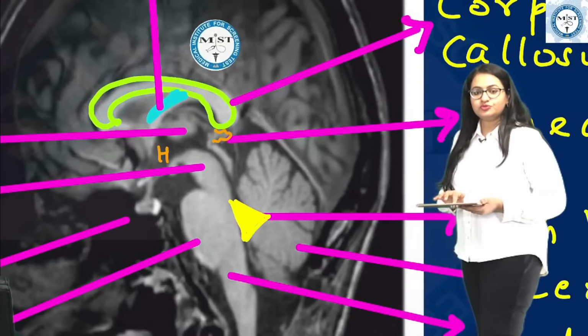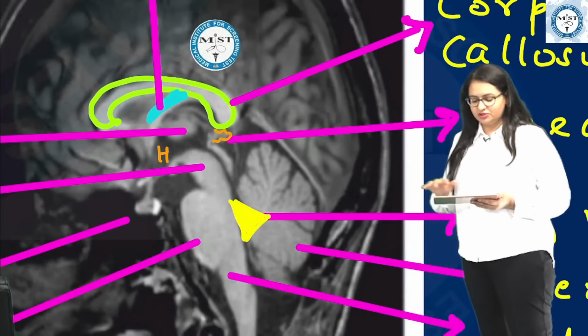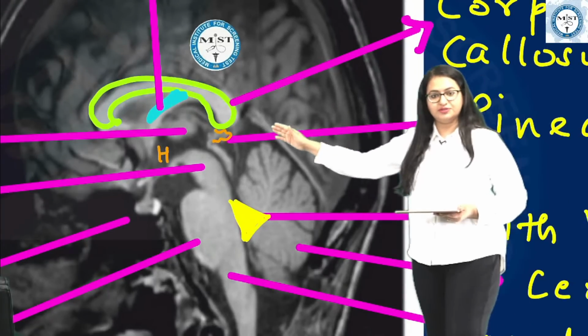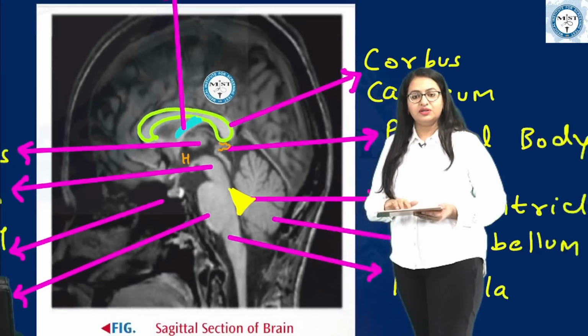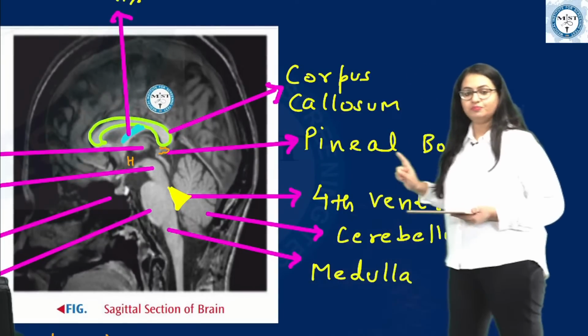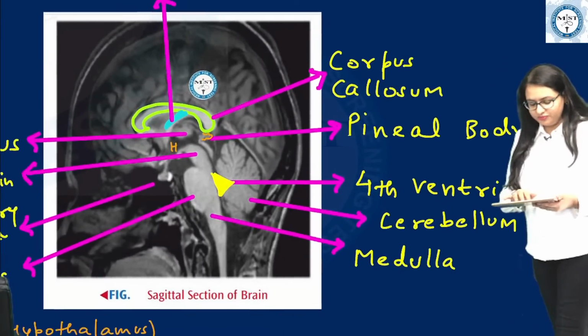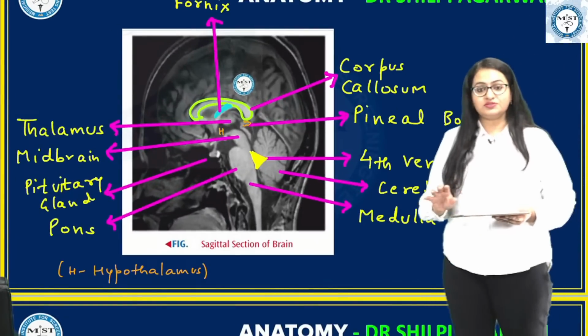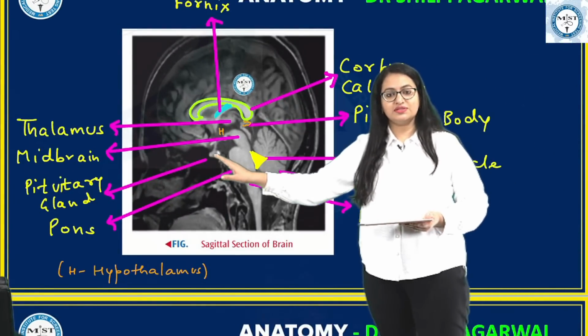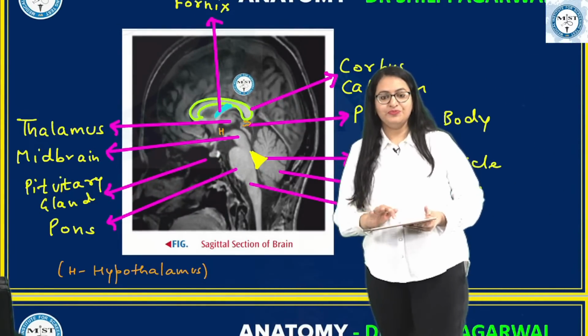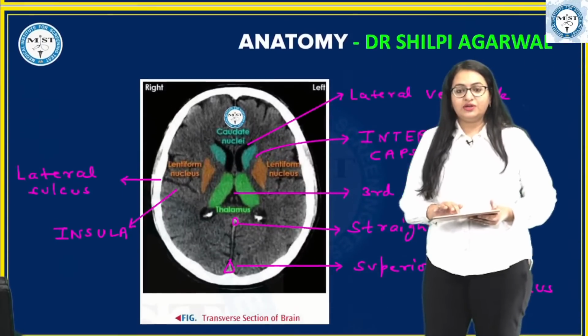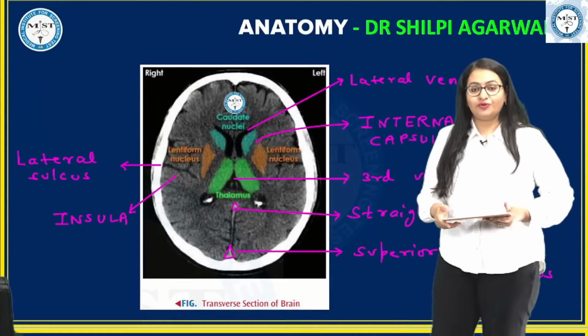Then towards the posterior side, as the corpus callosum is finishing, you can see over here this irregular structure. This is the pineal body. So you should be able to identify all these structures. One more over here, this is the pituitary gland. Very, very important.